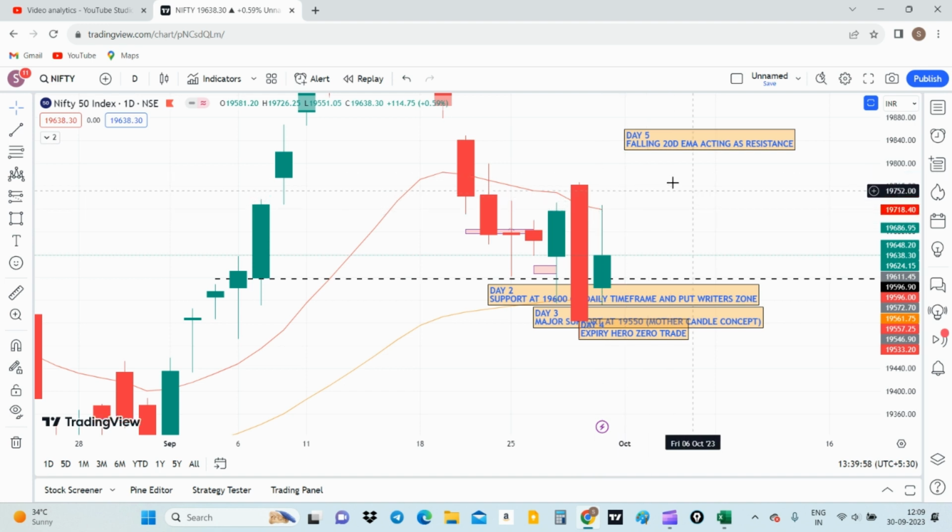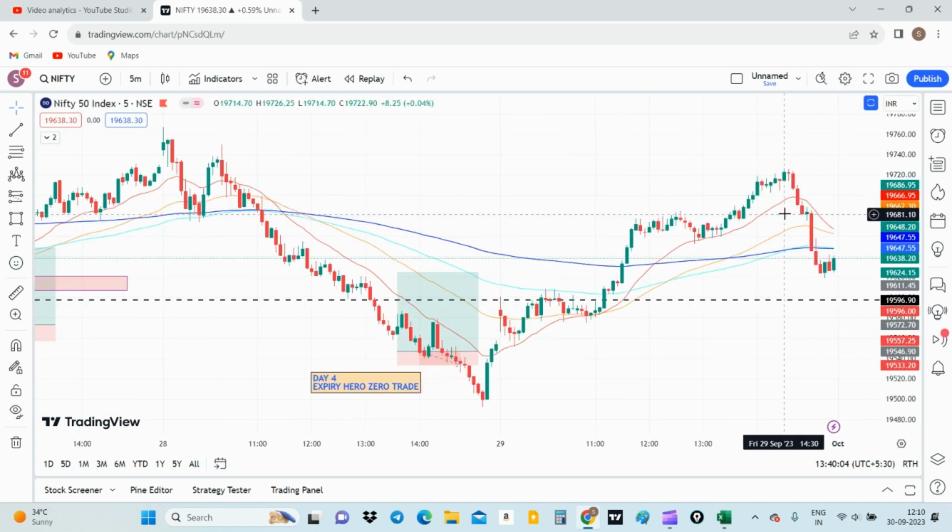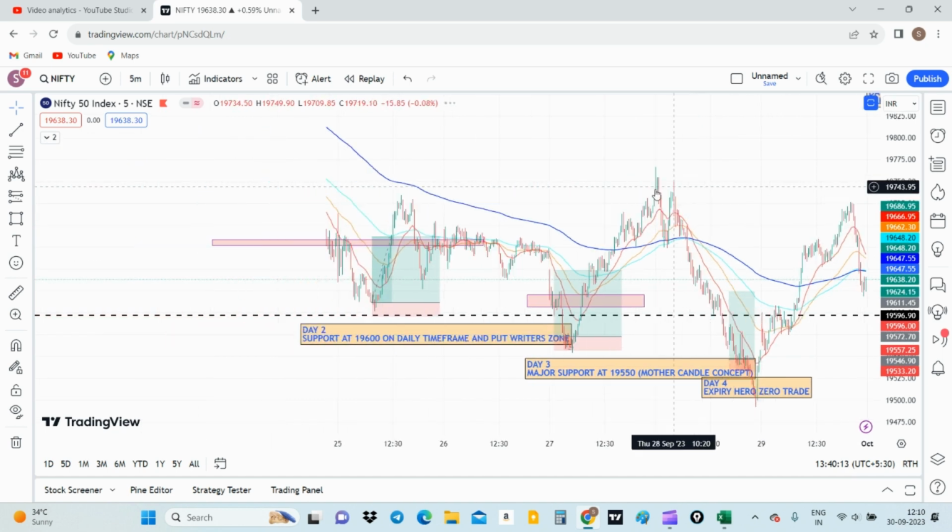On that daily time frame basis, I had made an entry in yesterday's session, but my SL got triggered because of some volatility I didn't want to carry, Monday being a holiday. That was all the logic behind all the 5 days.